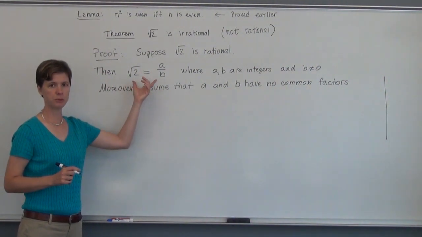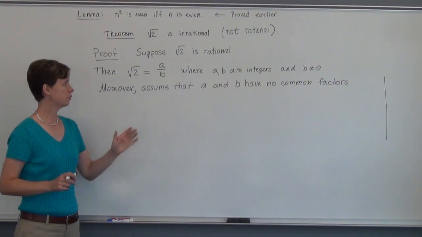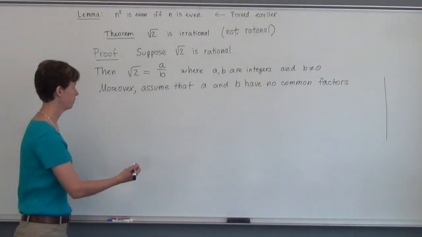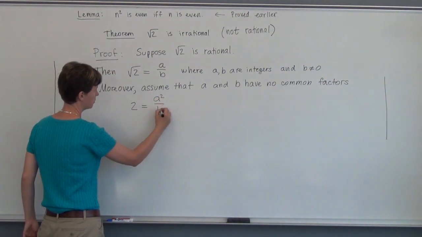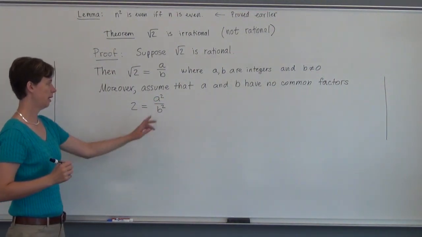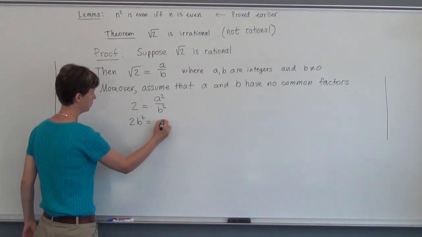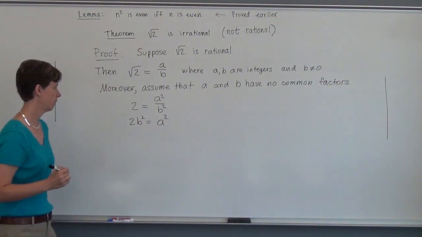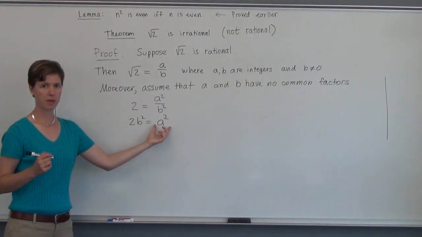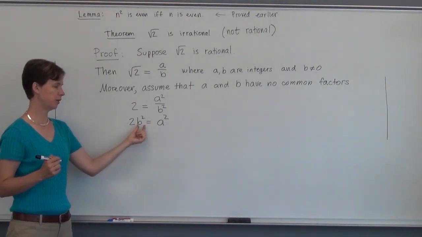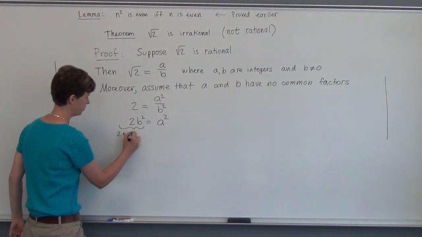So we have the square root of 2 is equal to a over b. The first thing we want to do is get rid of the square root. So why don't we square both sides? We get 2 is equal to a squared over b squared. And now I can multiply both sides by b squared, so I get 2b squared is equal to a squared. But take a look at this. This is an integer that's written in the form twice an integer. So this is 2 times an integer.